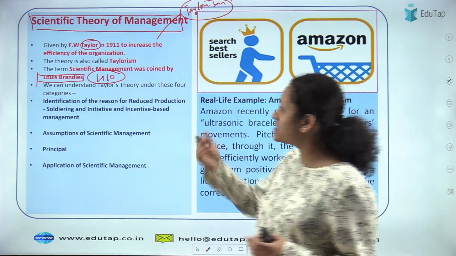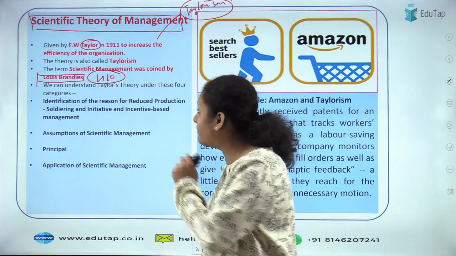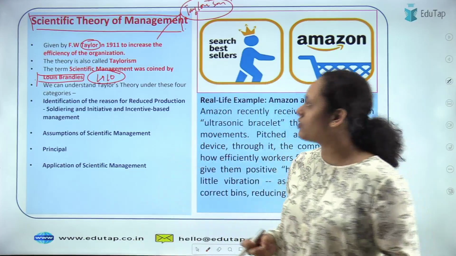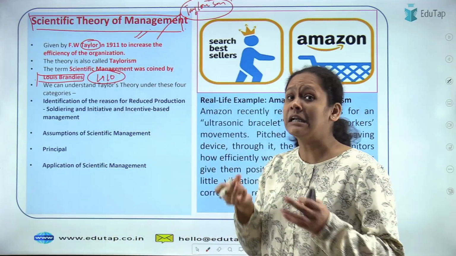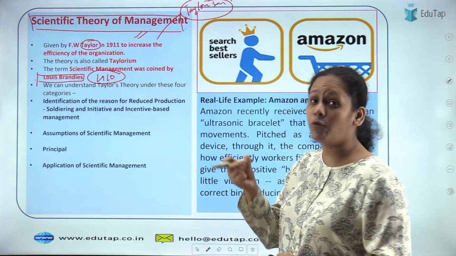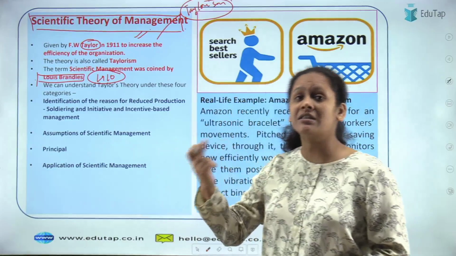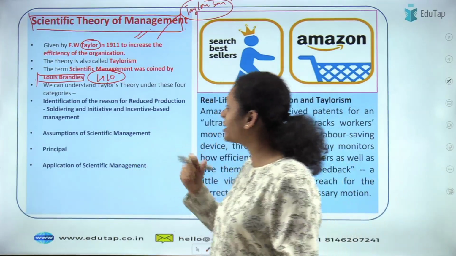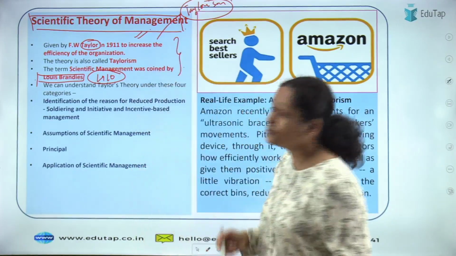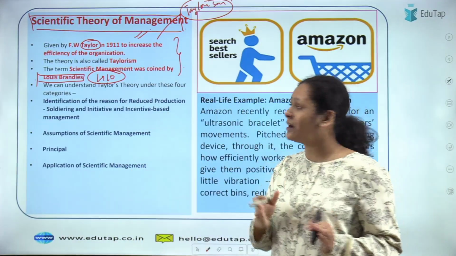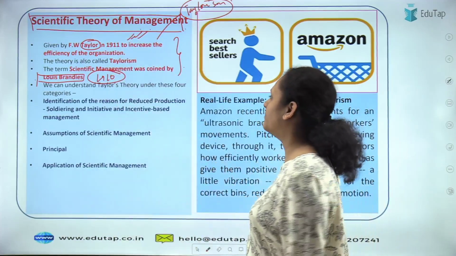But then why is Taylor called the father of scientific management? See, in 1911, Taylor used this concept of scientific management in his paper, and he said what the effective ways are in which you can increase the efficiency of people working in the organization. So he provided a structured manner to this scientific management. That is why he is known as the father of scientific management.